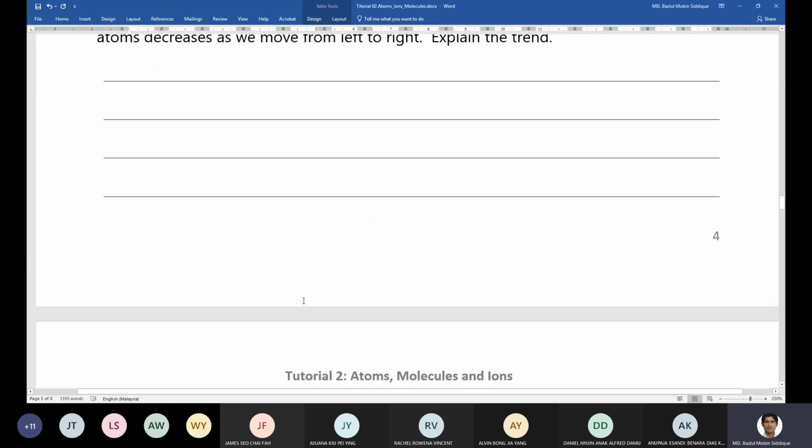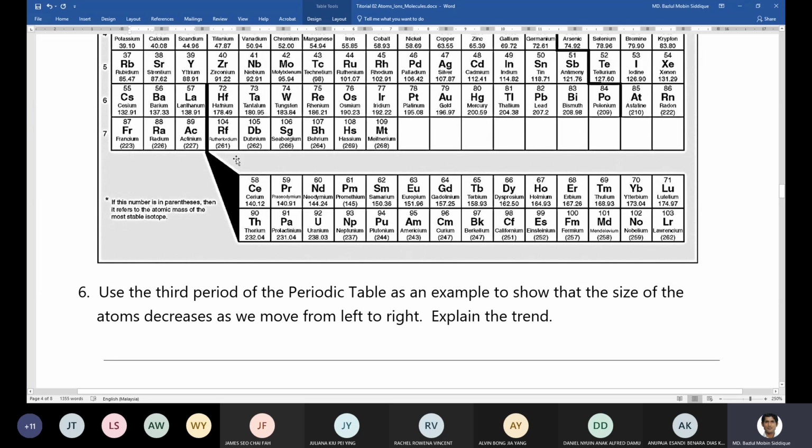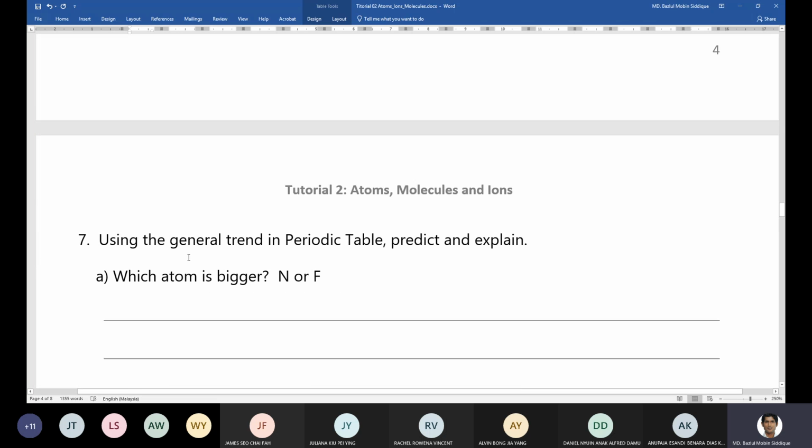Question number 6 is just what we discussed now, that if we go from left to right or top to bottom or bottom to top, how this property changes. Okay, using the general trend, predict and explain which atom is bigger. So which atom is it, sodium or fluorine? Can anybody tell which one should be bigger, sodium or fluorine? Faster, we will finish it soon. Sodium or fluorine, which one is bigger?